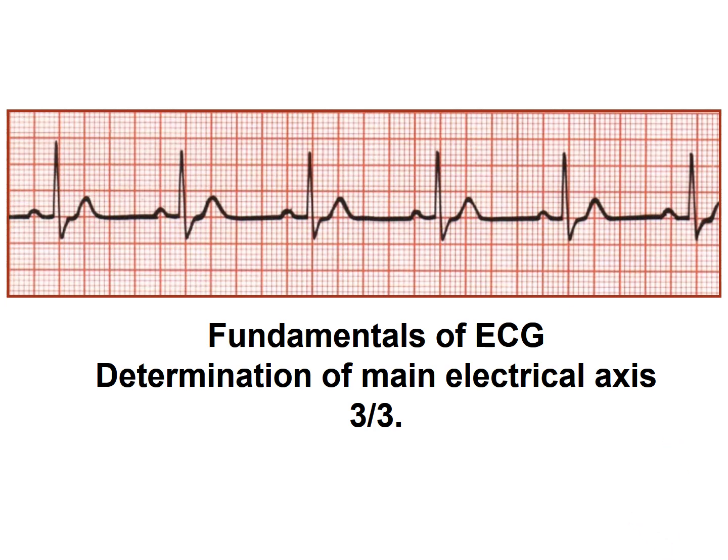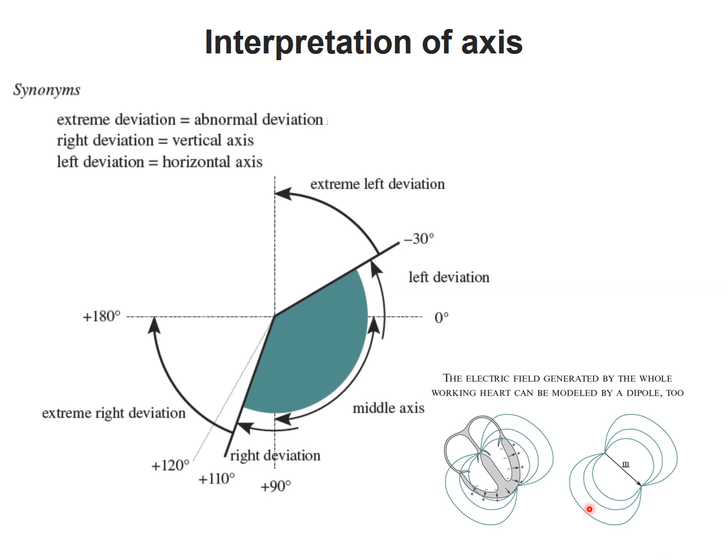Fundamentals of ECG, determination of main electrical axis. The main electrical axis is going to give you about the same position as the anatomical axis. However, we are not interested in seeing what the anatomical axis of the heart is, but we want to see whether we do have some pathological electrical impulse generator problem or not.